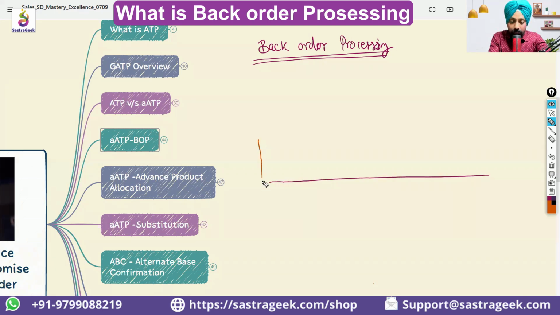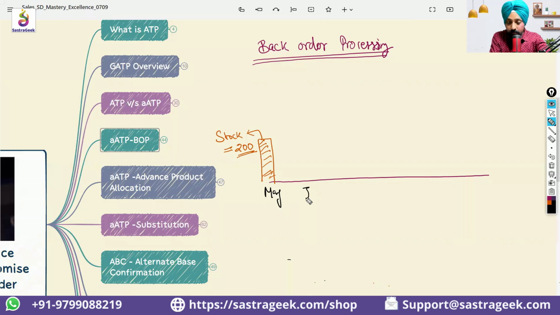So let's say this is my stock. I'm having a stock of 200 and I don't have any orders. This is, let's say, in the month of May. Then we have June, July, August, September, October, November. In the month of November, I got a book order that I need to deliver in November.